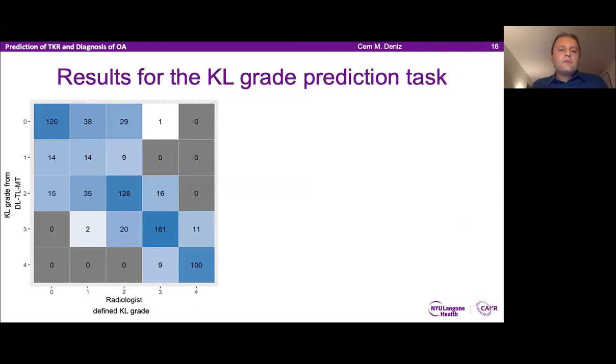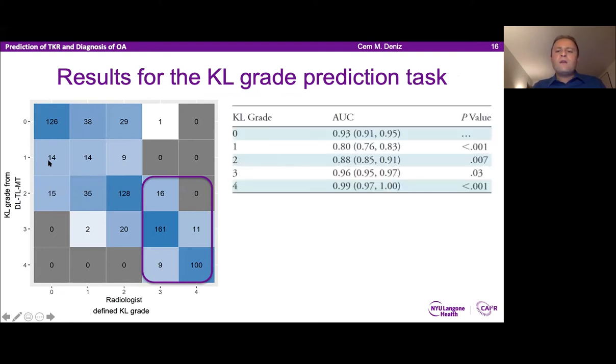When we look at the confusion matrix for the KL grade prediction task, we see that the radiologist-defined KL grades can be predicted very well for the disease when it's getting severe, but it's not the case for KL grades of 0, 1, and 2. When we look at the area under the curve values for different grades, this is also visible very well. You can see that KL grade 4 is very likely to be predicted correctly by the deep learning model. However, the hardest one of the KL grades was KL grade 1. You can see the area under the curve is much lower than the other ones.